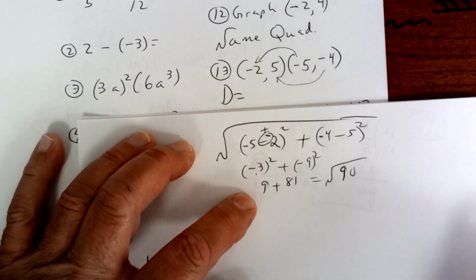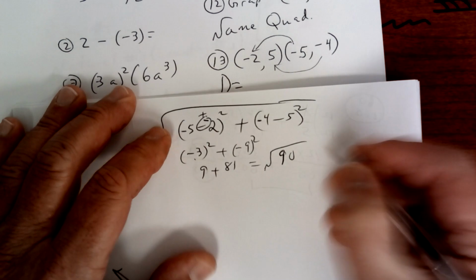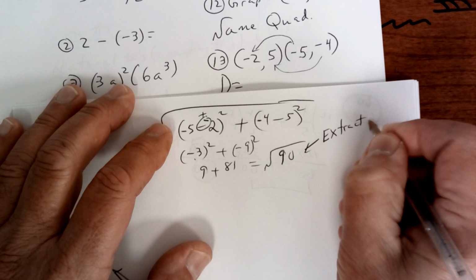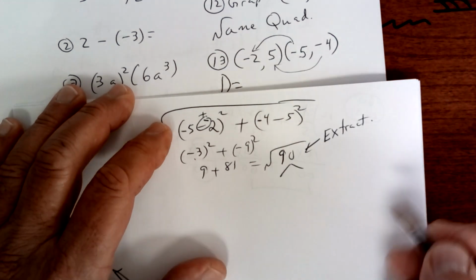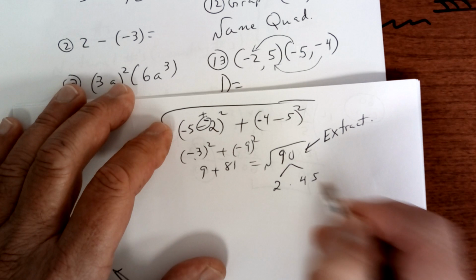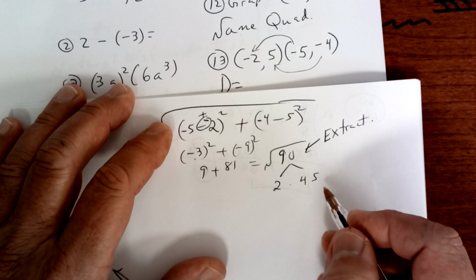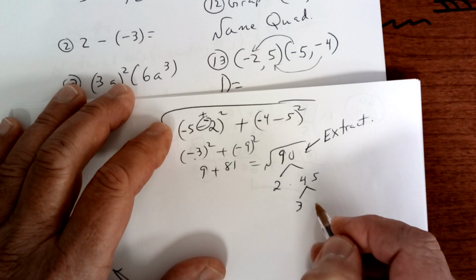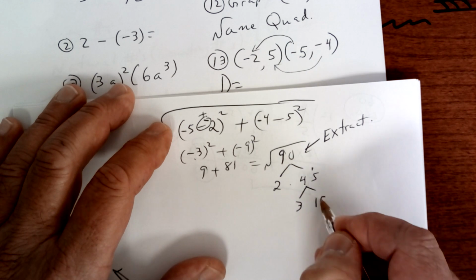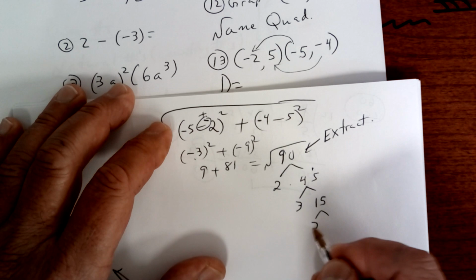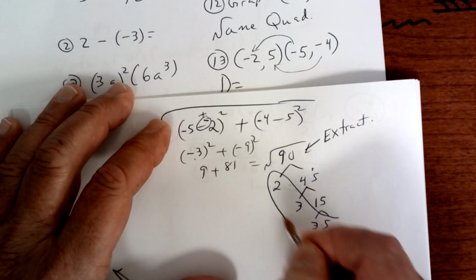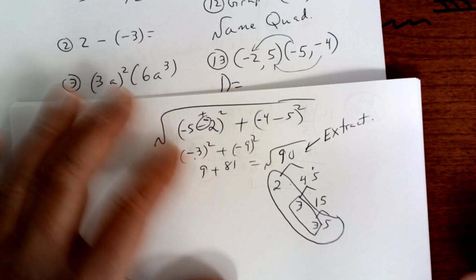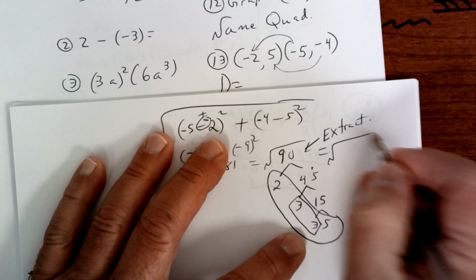Now, sometimes they ask you to extract. What that means is you got to break this up. 2 times 45. 2 doesn't work. I think 3 works. 3 goes into 4 once with 1 left over. 3 goes into 15, 5. 3 times 5 is 15. So these are all prime factors. But 2 of a kind makes a pair, like when you play cards.